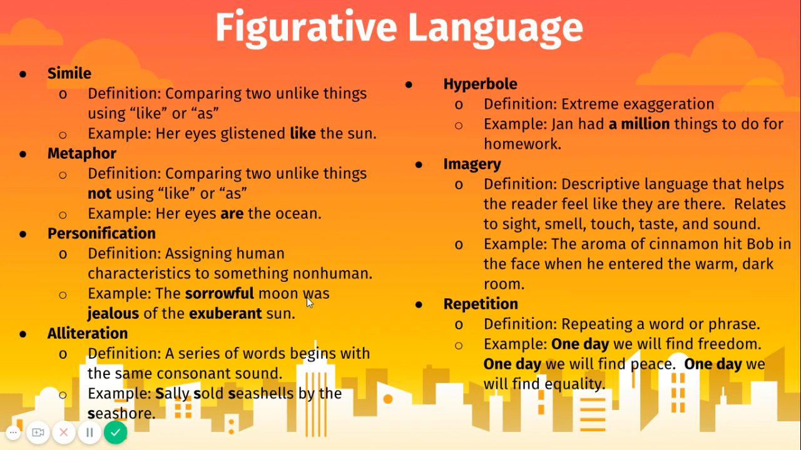Repetition is just when things are repeated. It could be an idea, could be a word or a phrase. One day we will find freedom. One day we will find peace. One day we will find equality. To give effect, the one day statement is repeated. That's repetition. So those are some things that you're going to be looking for as we read the different vignettes through The House on Mango Street.